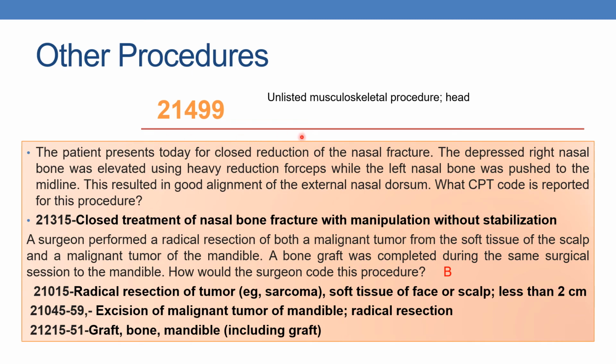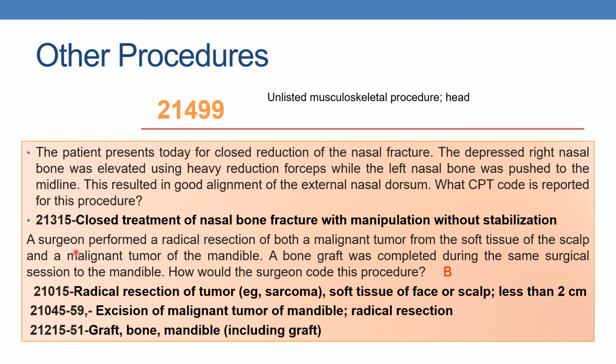Patient presents today for closed reduction of nasal fracture. Depressed right nasal bone was elevated using heavy reduction forceps while left nasal bone was pushed. Here manipulation is done and closed reduction of nasal fracture is done. So what is the appropriate CPT? The appropriate CPT is 21315, which is nothing but closed treatment of nasal bone fracture with manipulation without stabilization.